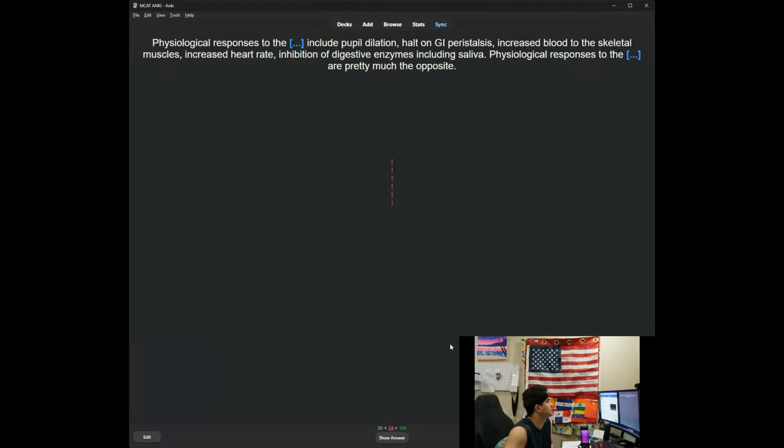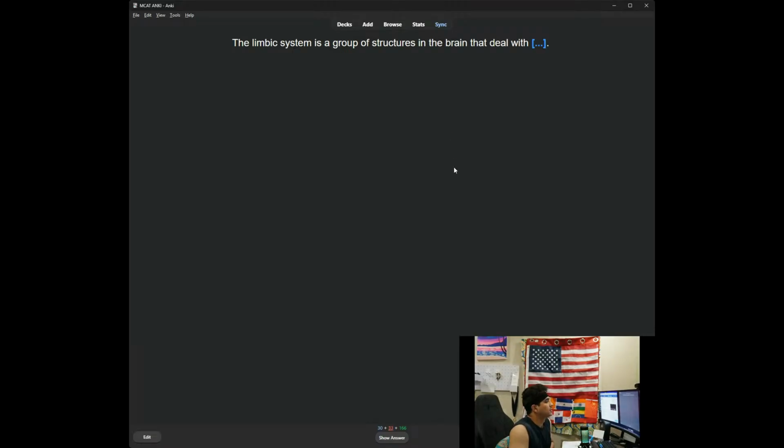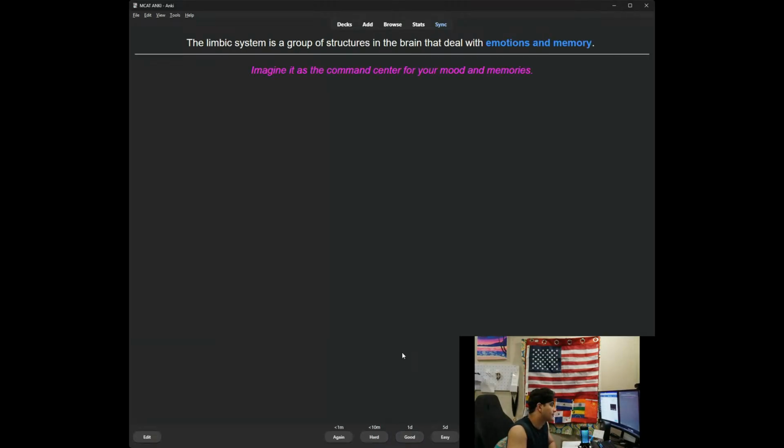Physiological responses. That's definitely the sympathetic, parasympathetic. Deal with motor function, regulation of emotion, and memory. Oh, I guess never mind about the motor functions. It's just emotion and memory. Mood and memories.